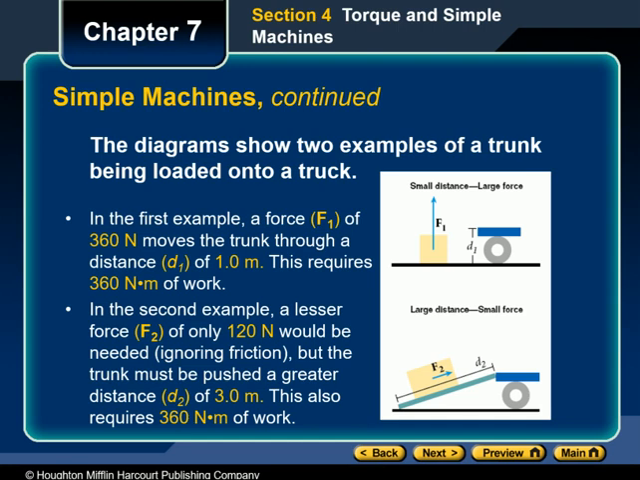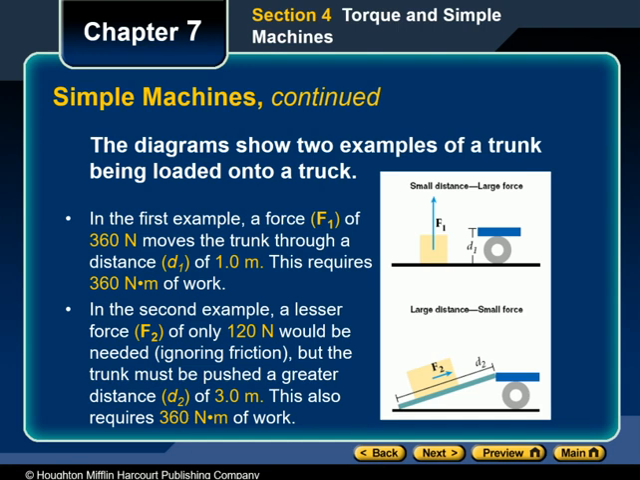For example, figure 4.8 on the screen here shows two examples of a trunk being loaded onto a truck. Figure 4.9 illustrates both examples schematically. In one example, the trunk is lifted directly onto the truck. In the other example, the trunk is pushed up an incline into the truck. In the first example, the force, F1, of 360 newtons is required to lift the trunk, which moves through a distance, d1, of 1.0 meters. This requires 360 newton meters of work, which is to say 360 newtons multiplied by 1 meter.